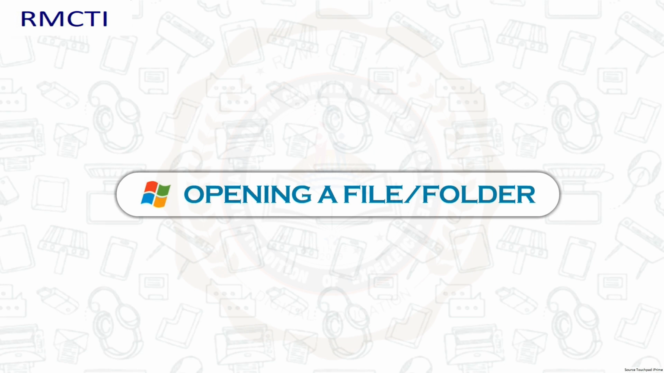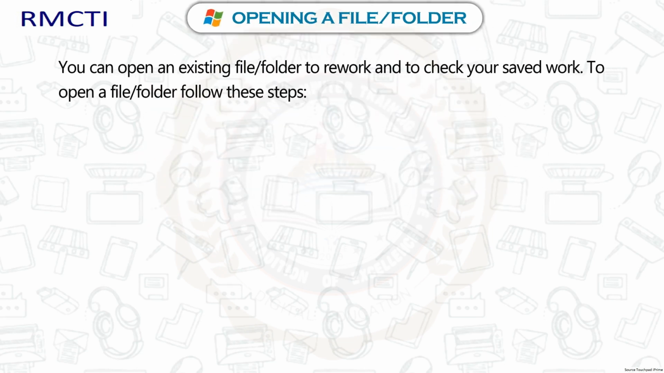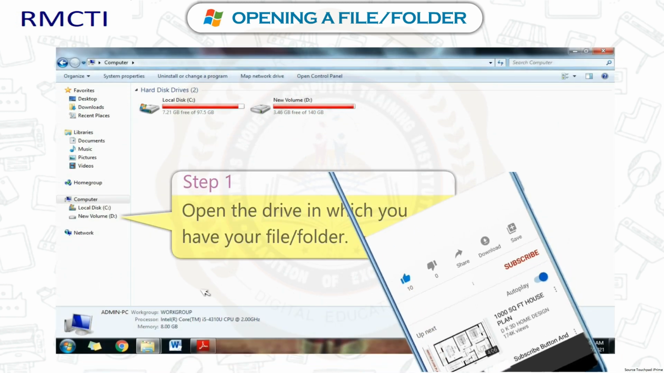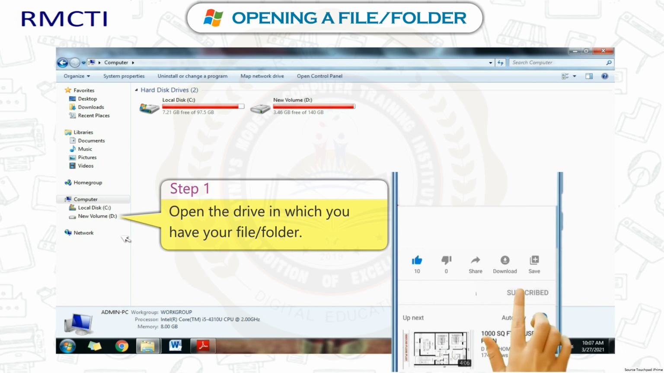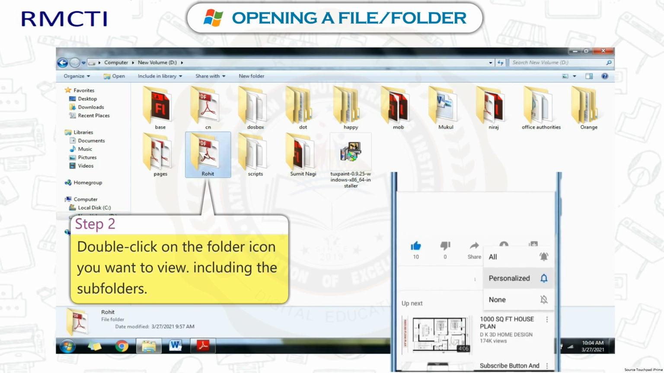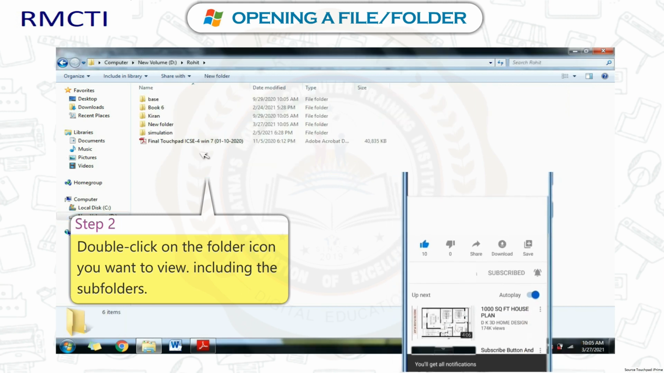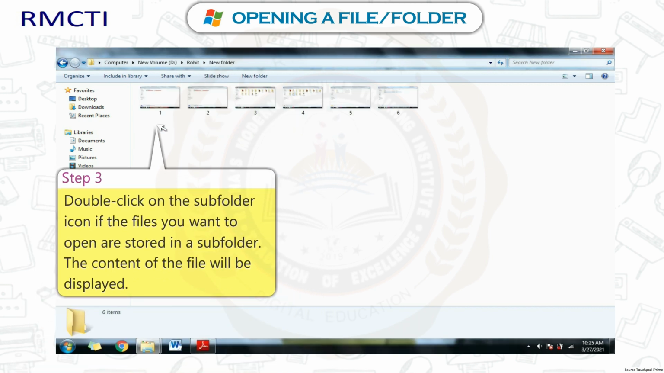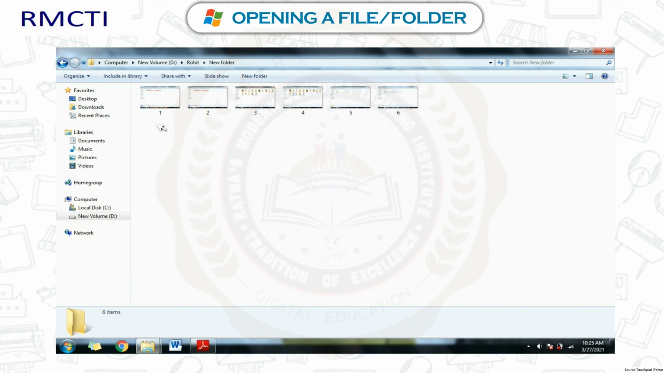Opening a file or folder. You can open an existing file or folder to rework and to check your saved work. To open a file or folder, follow these steps. Step 1. Open the drive in which you have your file or folder. Step 2. Double-click on the folder icon you want to view, including the subfolders. Step 3. Double-click on the subfolder icon if the files you want to open are stored in a subfolder. The content of the file will be displayed.